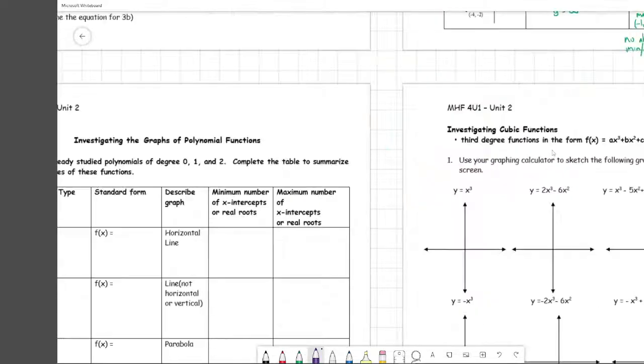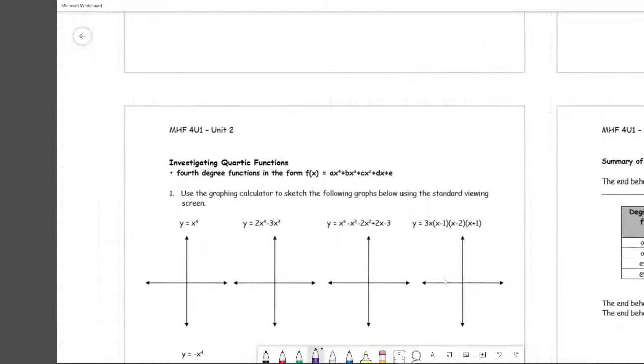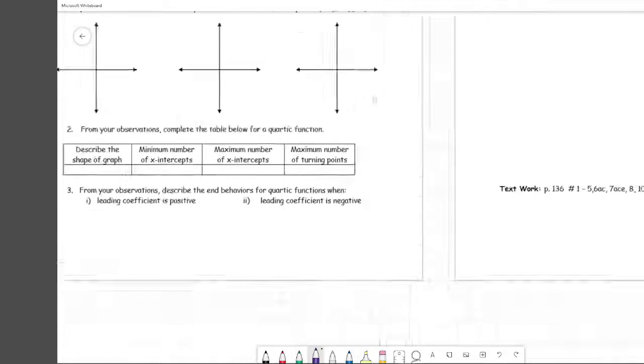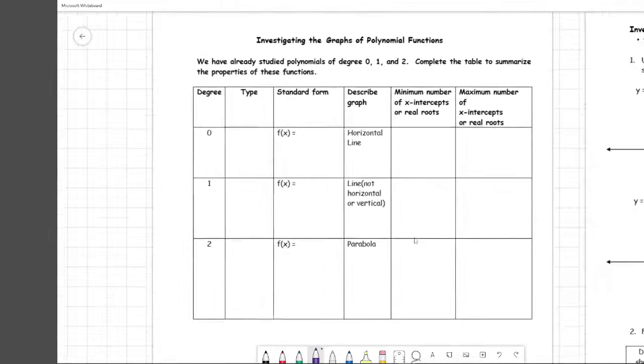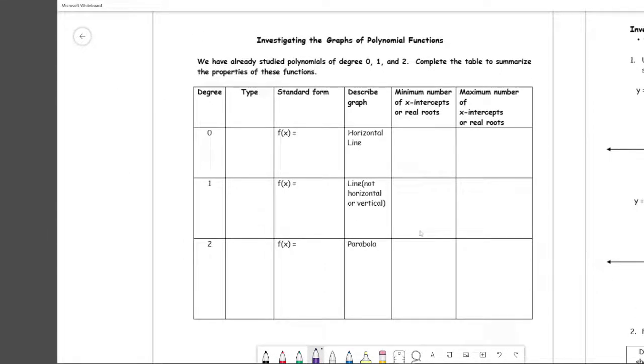Okay, so we're going to look at some cubics, we're going to look at some quartics, and then we're going to make some conclusions. Okay, so let's get some basics down about polynomials that you already know. We're not going to spend a ton of time on this, but let's just have it down for sort of like a review sort of thing.